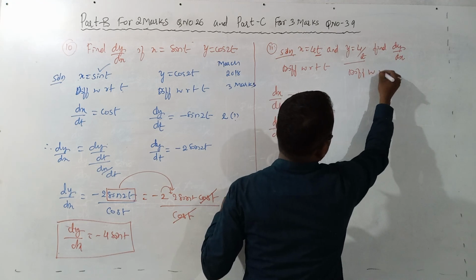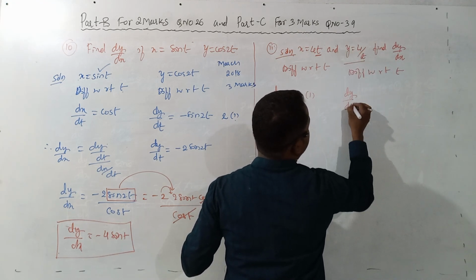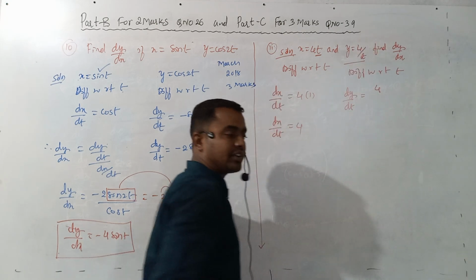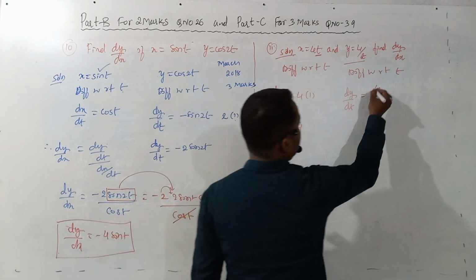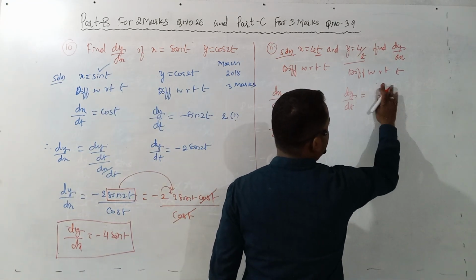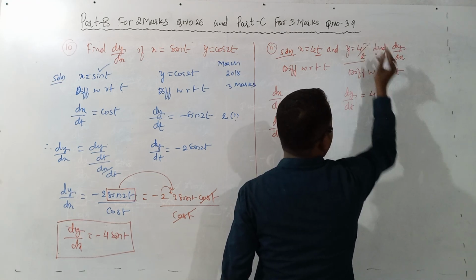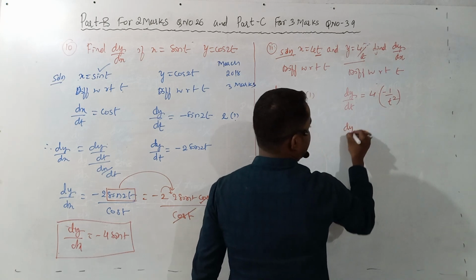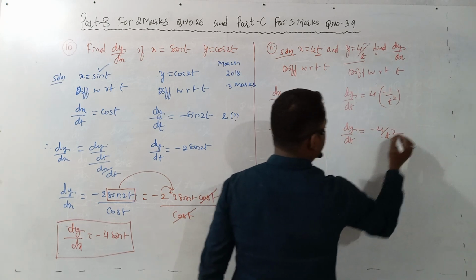Now differentiate this one with respect to t. dy by dt is equal to 4 as it is, times the derivative of 1 by t. Derivative of 1 by x is minus 1 by x square. So it will become minus 4, with the derivative of 1 by t being minus 1 by t square. Now dy by dt is equal to minus 4 by t square.